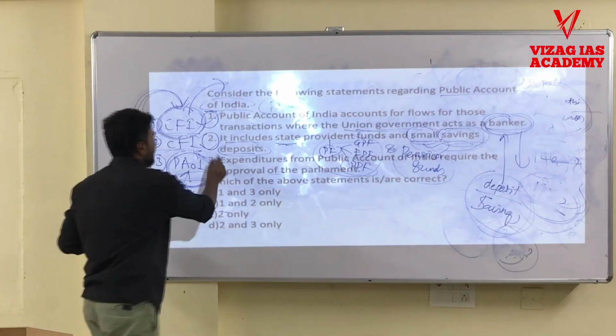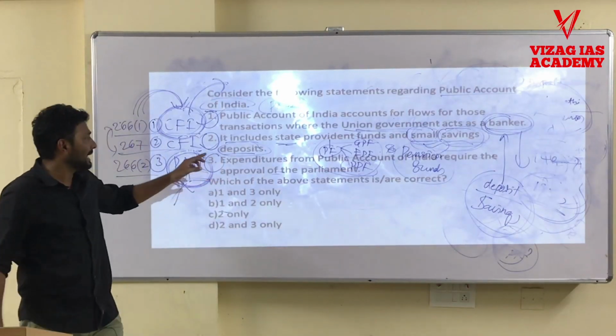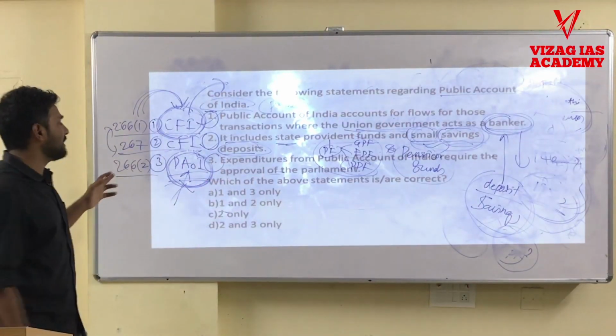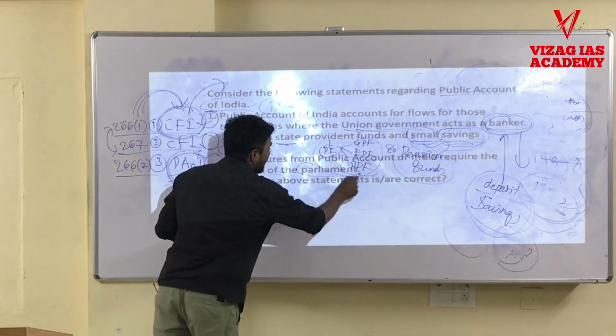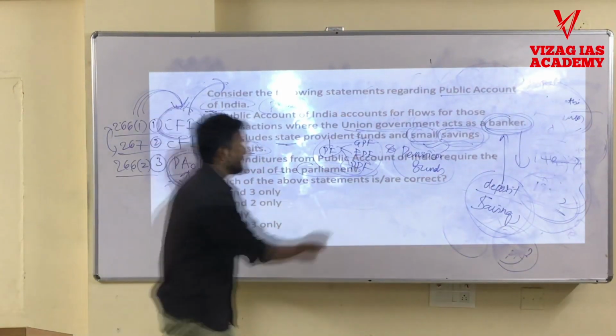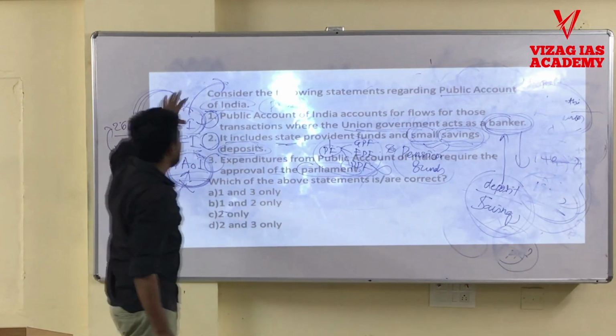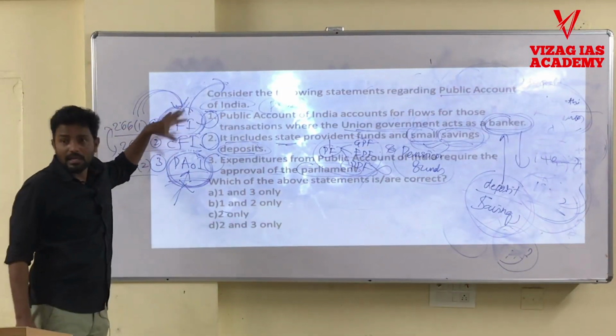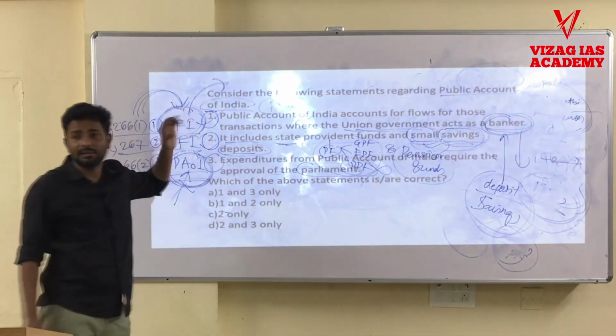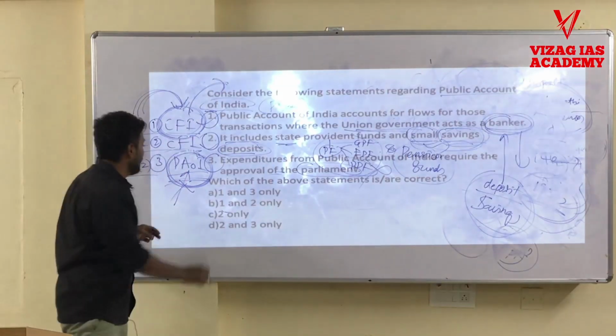The third statement, which we have also discussed: the expenditure from the Public Account of India requires the approval of Parliament. Is it correct or not? No, it doesn't require approval, because that is not the income or anything of the government. It has nothing to do with it.